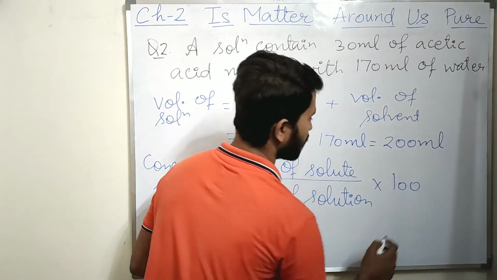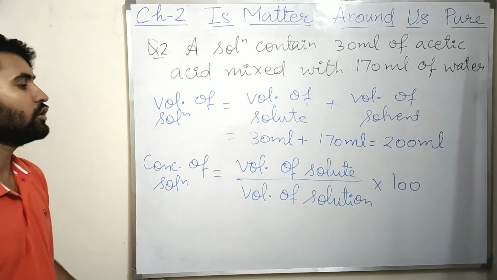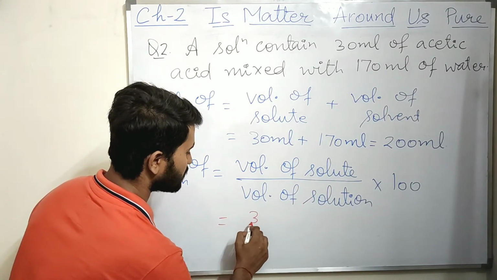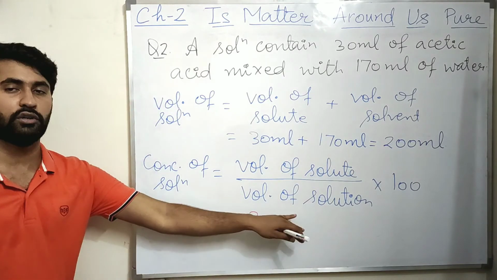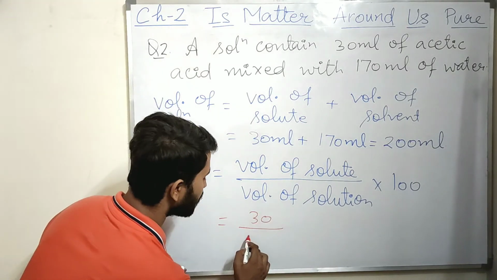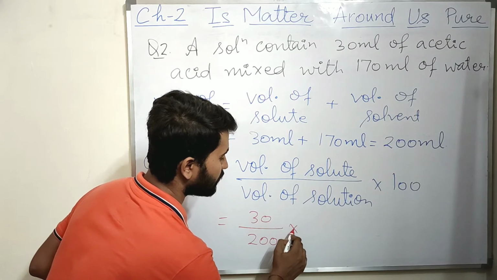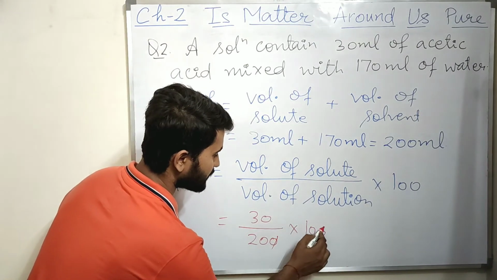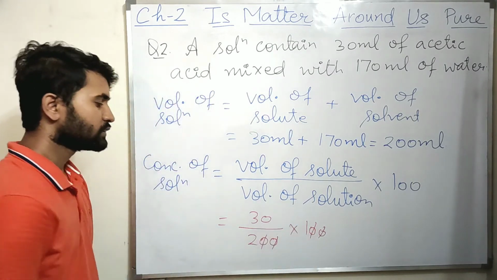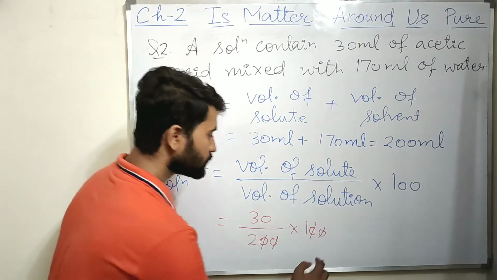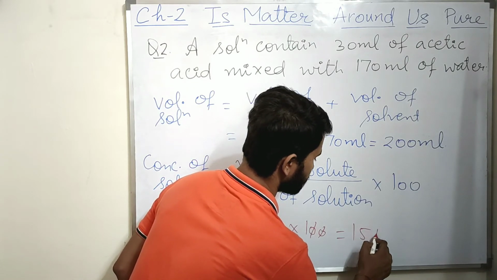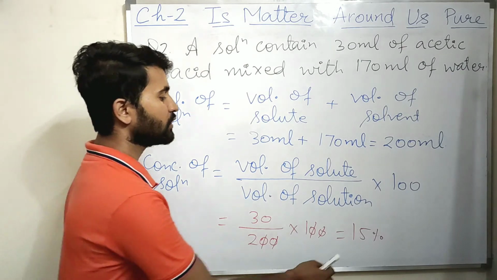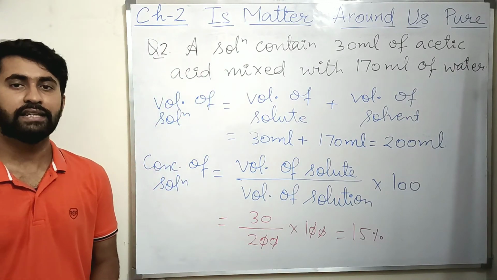multiplied with 100. So the volume of solute here is 30, and volume of solution is 200. So we will multiply it with 100. So 0 cancel by 0. So answer will be 15%. So the concentration of this solution is 15%.